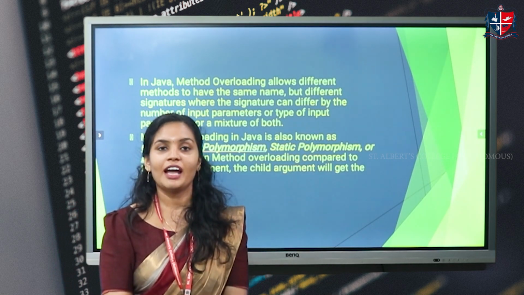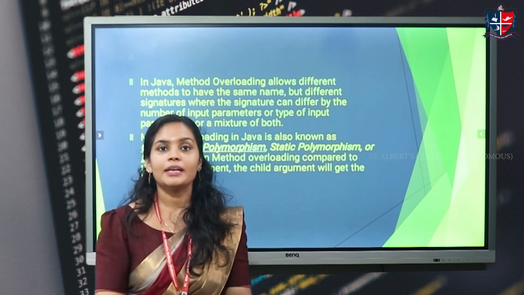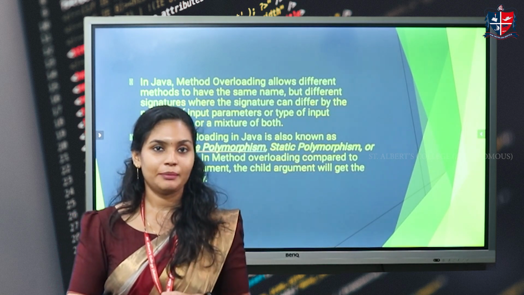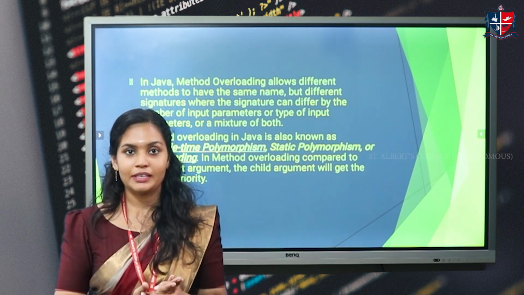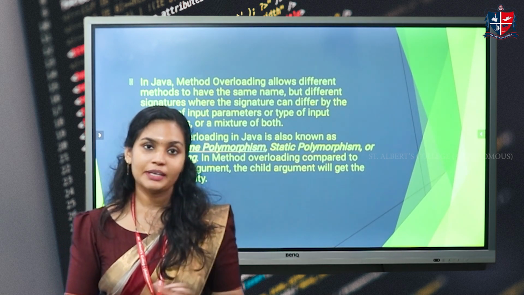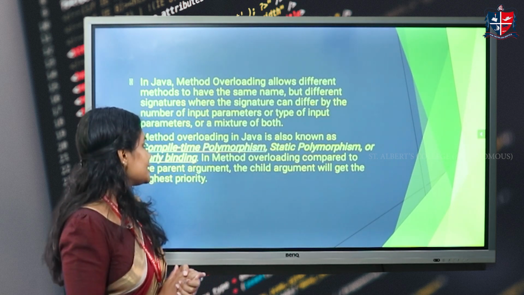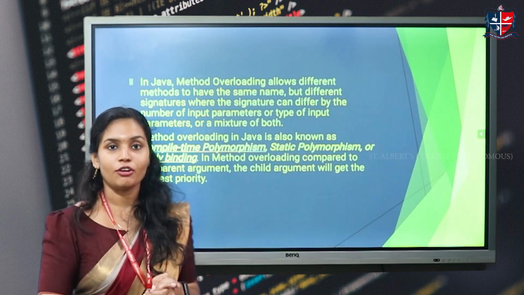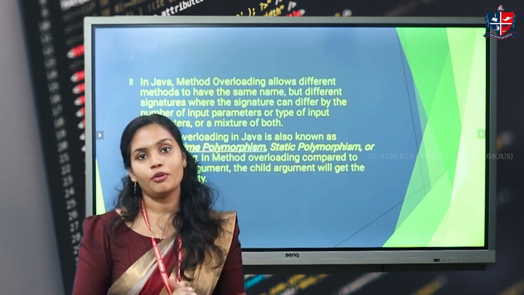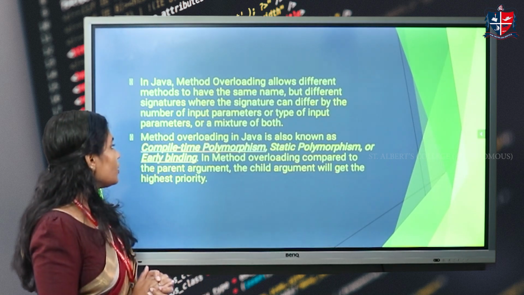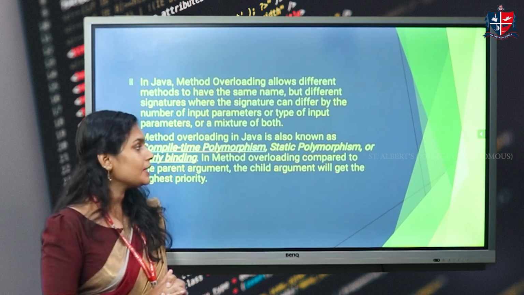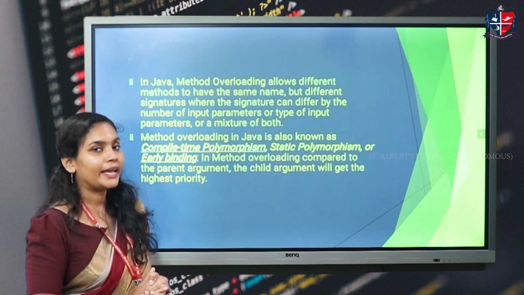That means we can have the same function name, but the structure of the function will be different. That means the parameters can be a different number of parameters, or the data types can be different types. So this is the main feature of method overloading. We can use the same function name for performing different tasks. Method overloading in Java is also known as compile time polymorphism, static polymorphism, or early binding.